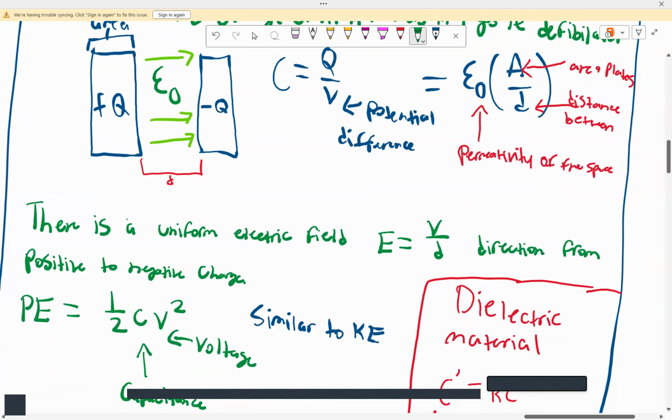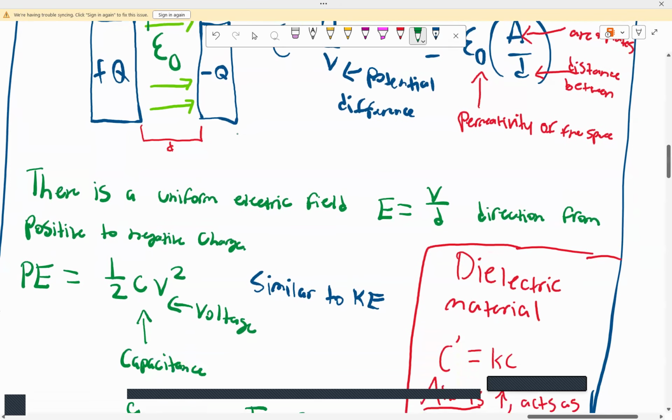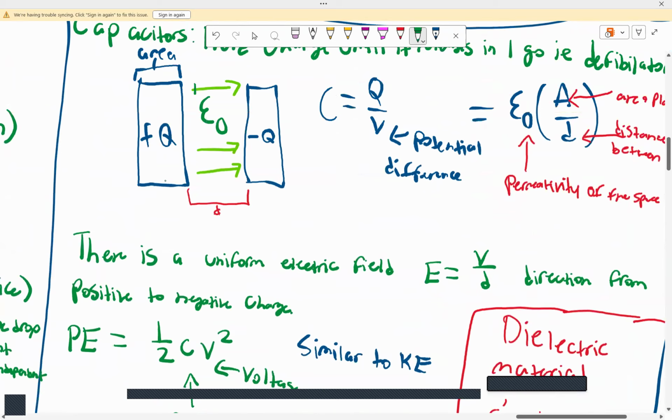Yeah, and this is kind of what I was talking about. So there's a uniform electric field. Electric field is equal to voltage over d, the distance between the plates. And remember, as I was saying, electric field lines, well, not always, but if you have a positive charge, it goes outwards, and negative goes towards itself. So electric field lines.